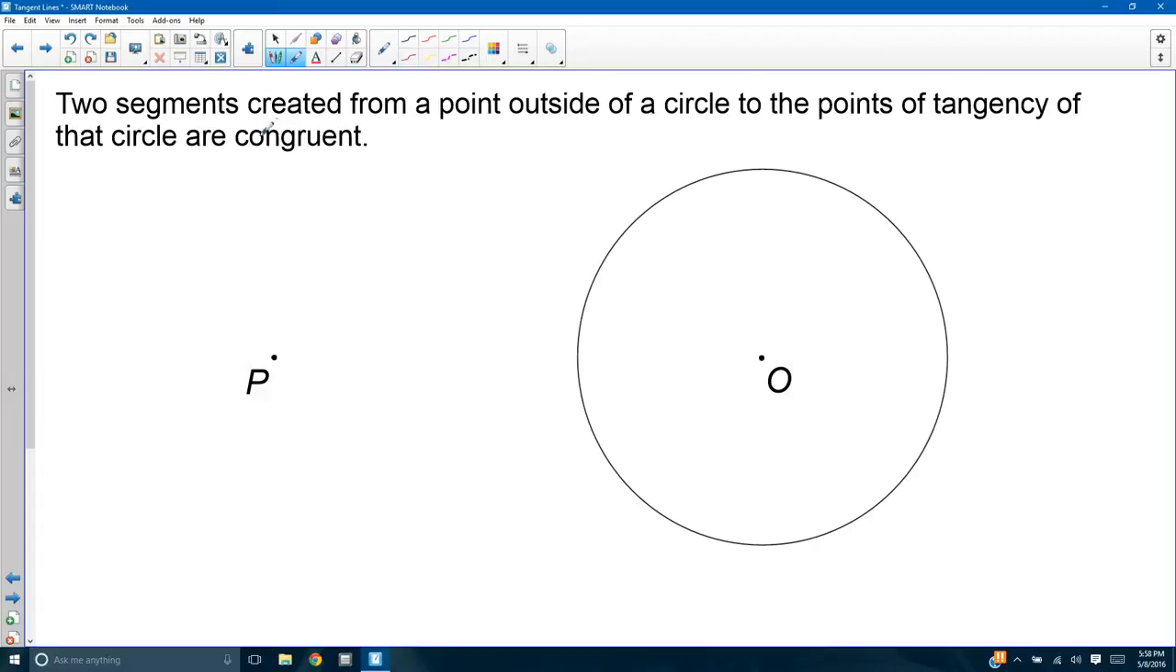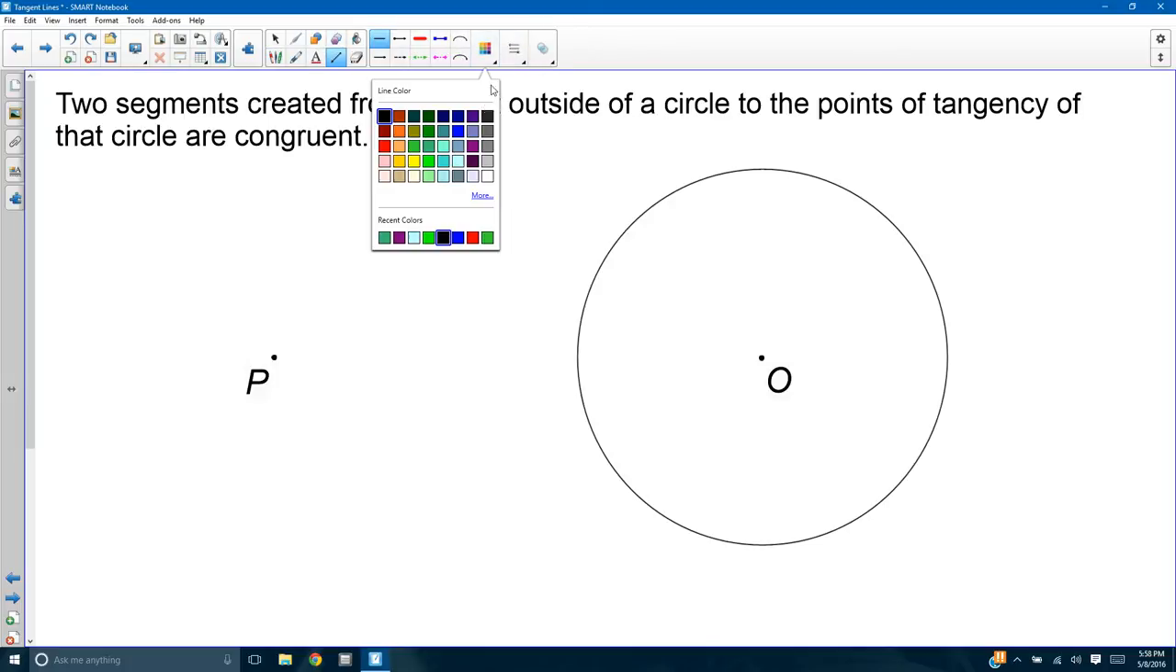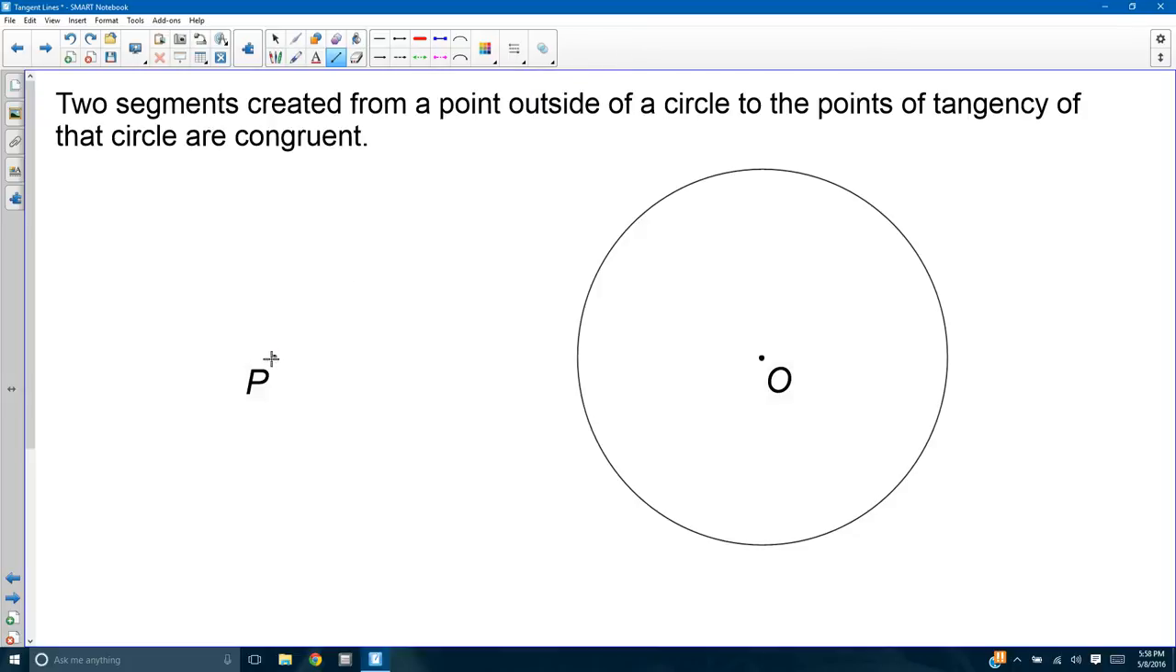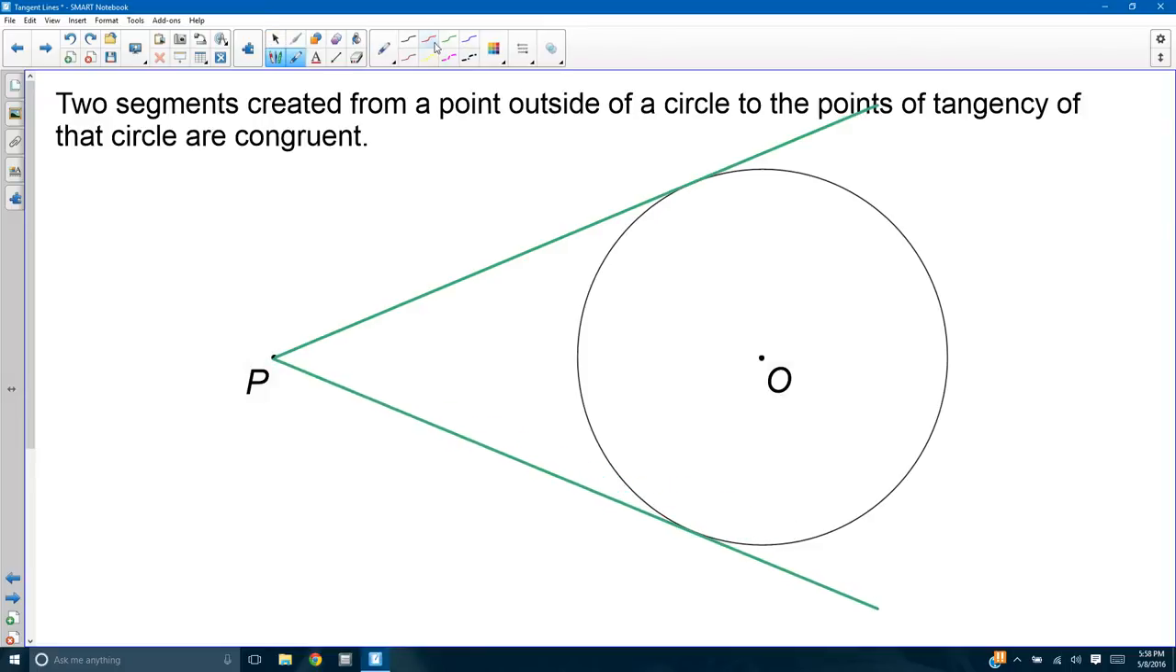Okay, I'm going to go back to the statement that I made before, kind of a theorem. We're going to go ahead and actually prove this one. I won't write the statements and reasons out. Let's take a look at it. Two segments created from a point outside of a circle to the points of tangency of that circle are congruent. What does that mean? Well, if we draw these tangent lines here and here, I have to give them letters too. They're called A and B.